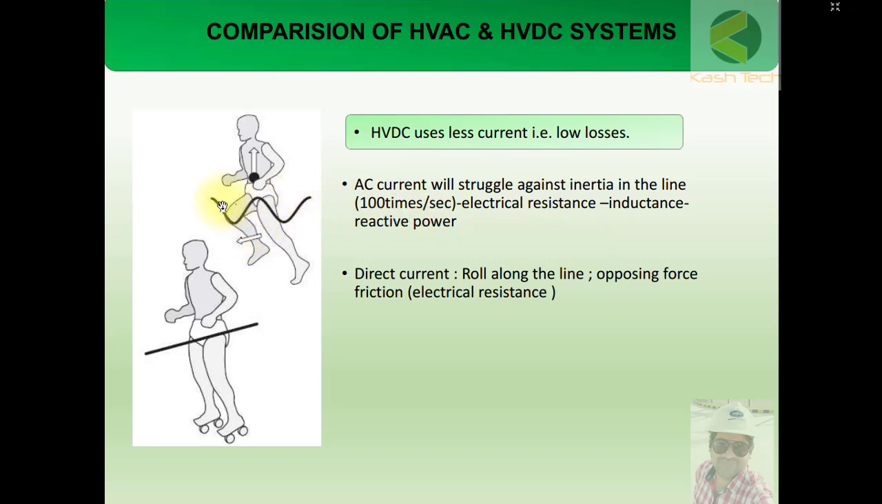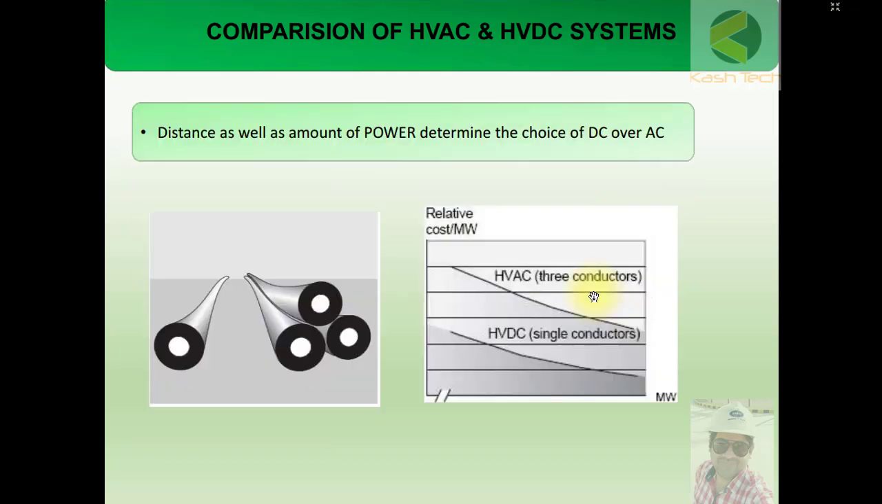AC current will struggle against inertia in the line 100 times per second. Electrical resistance, inductance, reactive power. So AC current has to go through, you can see this line, through all these impedances, and this 100 times per second means here they have considered the frequency as 50 hertz. If they consider 60 hertz, you can calculate. So current has to pass through this inductance as per the frequency, 100 times or 120 times. Whereas DC current will not have this resistance. It's just like rolling along the line, opposing force friction.